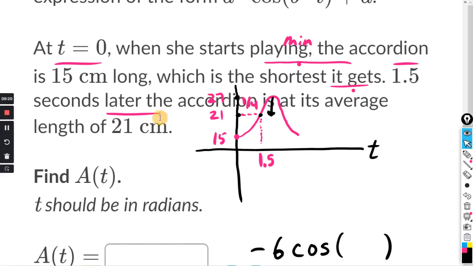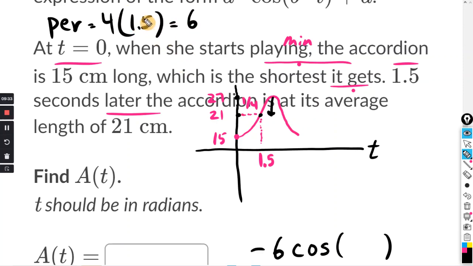All right, so the period is going to be 4 times 1.5, which equals 6. And we know the formula for the period is 2 pi over b. Cross multiply, 6b equals 2 pi, and then divide both sides by 6. B is going to equal 2 pi over 6. And dividing both by 2, that's going to be 1 pi over 3, or just pi over 3.